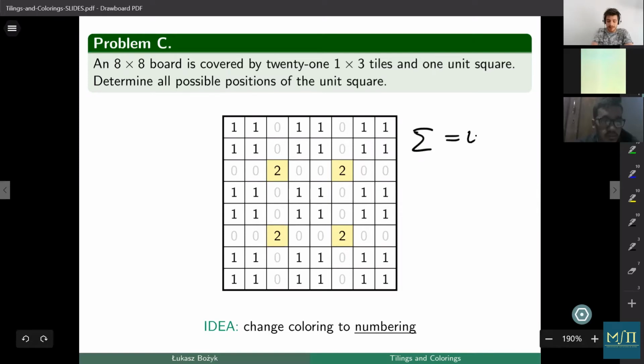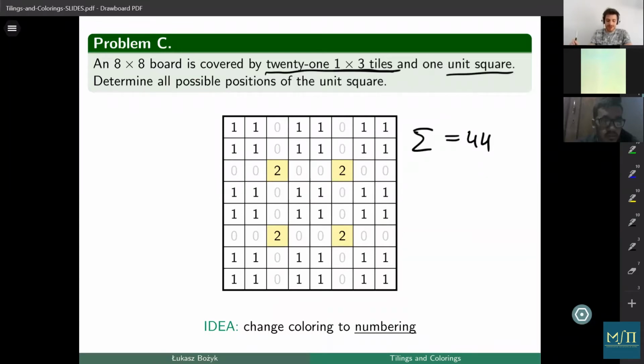is, I guess it's 44, right? Because we have 9 times 4 plus 8. And we can argue that each 1/3 tile covers a sum of 2. So 21 1/3 tiles would cover a sum of 42. So the unit square is left with sum 2, right? 44 minus 42. And there are only 4 possible placements, so that it has itself the one cell, the sum of numbers 2.